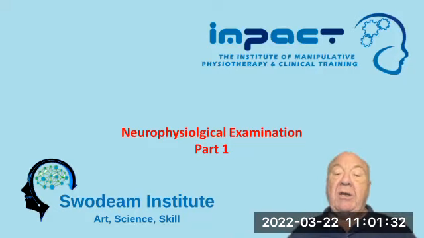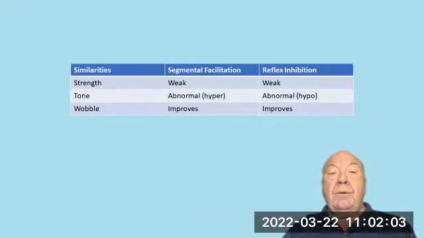So it's a reasonably long presentation, so it's in two parts. Part one will be looking at similarities and differences between the two and how they show up during clinical examination. And also, I'll give you a background to this. And then the second part will be actually on the examination itself. But first, the similarities. There are not that many similarities: strength, tone, and the effect of wobbling.